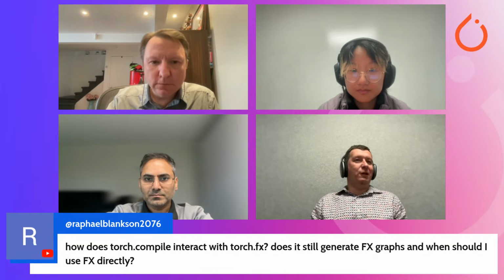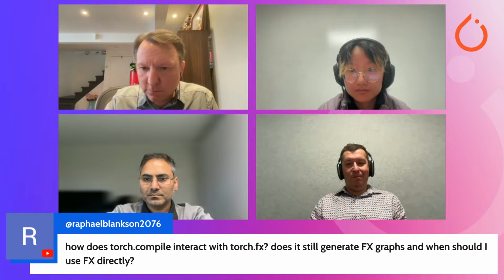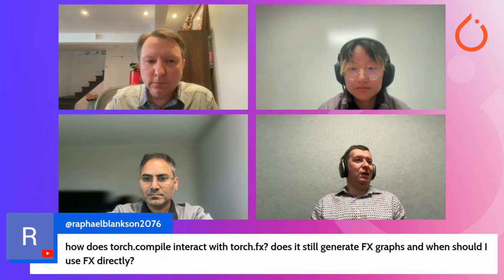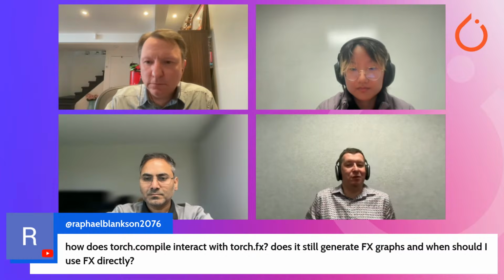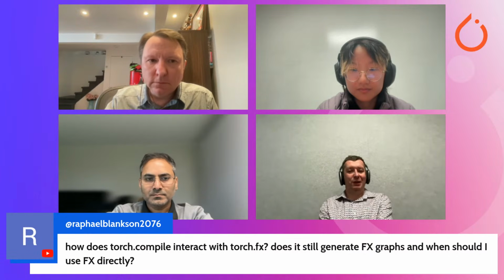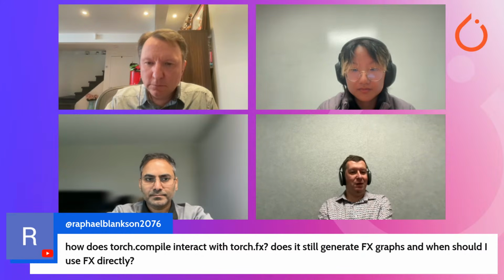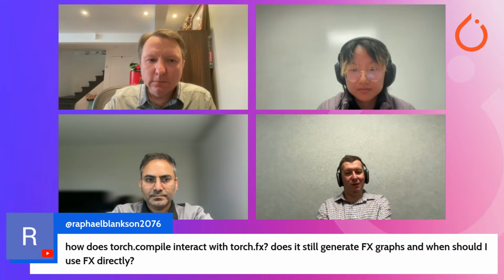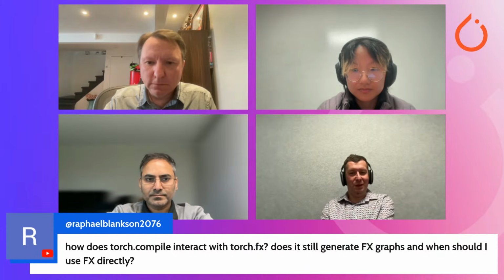You can use FX graph if you want to express something better than Torch compile can trace, or if you have something that you notice is not very well traceable, or you notice graph breaks, you can always rewrite your code in FX graph fashion to make it more traceable. But I don't think you need to use FX graph directly in many cases. Next question, please.